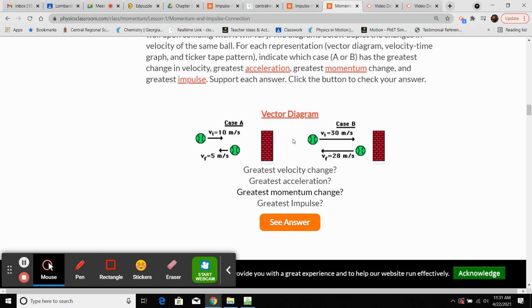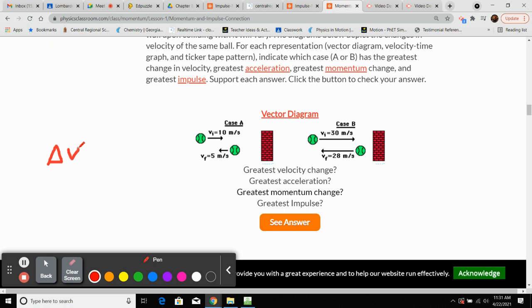Well, what is the equation for change in velocity? Delta V is VF minus VI. So VF minus 10. But now the direction does come into play. So if it's coming this way, it's a negative. The 28 coming this way, it's a negative. So we have negative 5 minus 10. What does that give me? A change of 15.